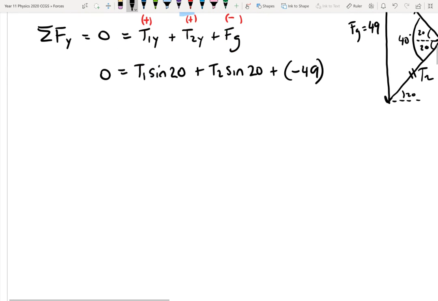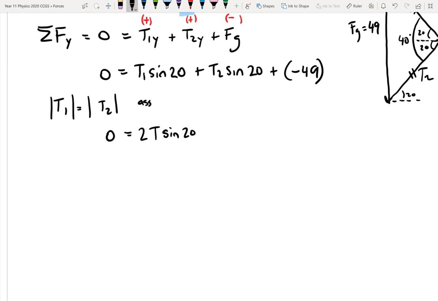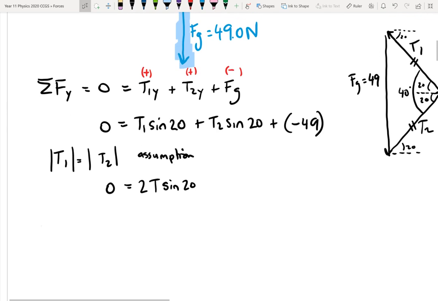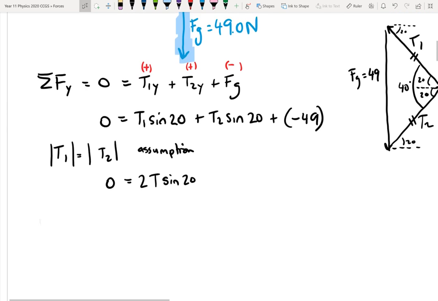Should you say that T1 and T2 are equal? Well, we have to make that assumption. It is a wild assumption now. We have to say that the magnitude of T1 equals the magnitude of T2. And so now we can say we've got 2T sine 20. We're making an assumption here. They have to be. They can't be any else. To make equal angles, their side lengths must be equal.